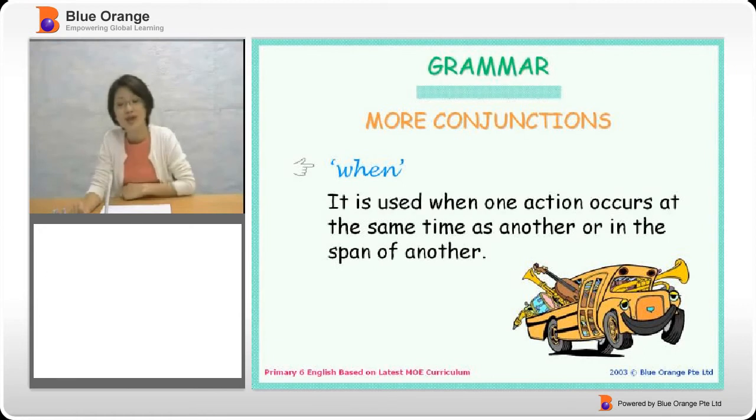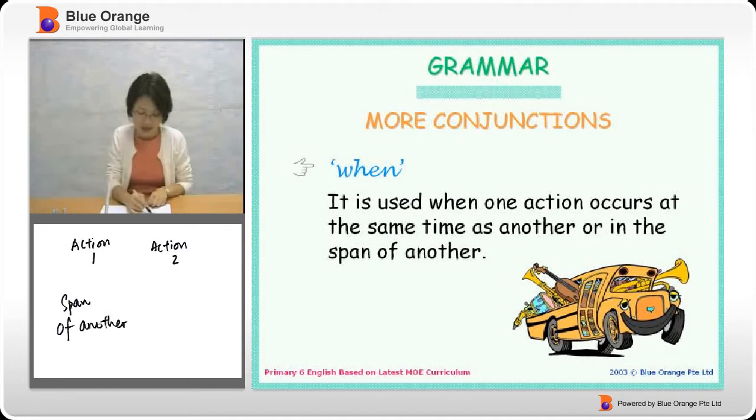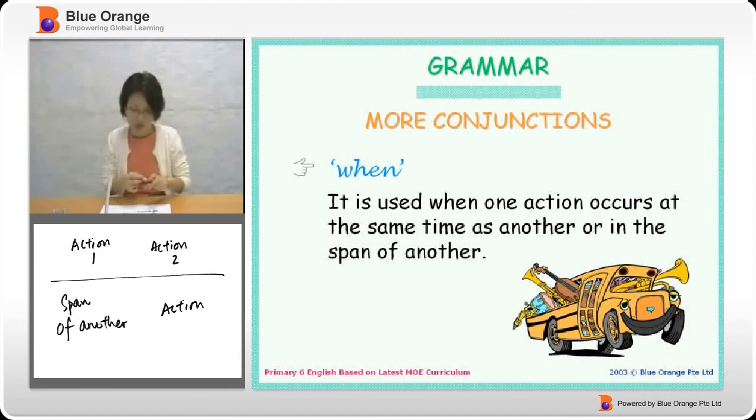Let's look at another conjunction, when. It is used when one action occurs at the same time as another. That means two actions happening at the same time, action 1 and action 2. Or in another case, it's a span of another action, followed by action. Okay, these are the two different ways we use when.